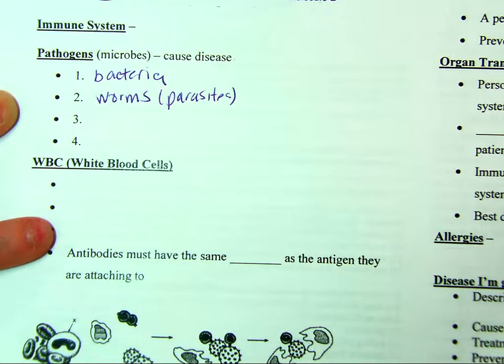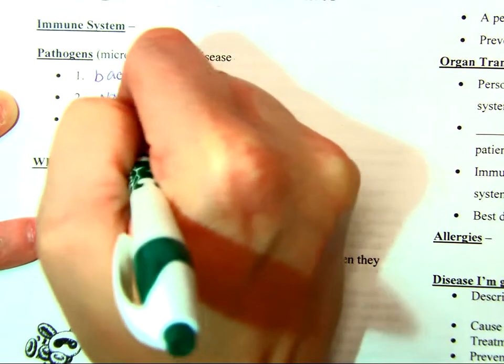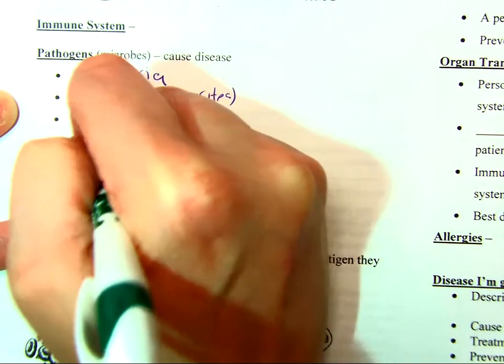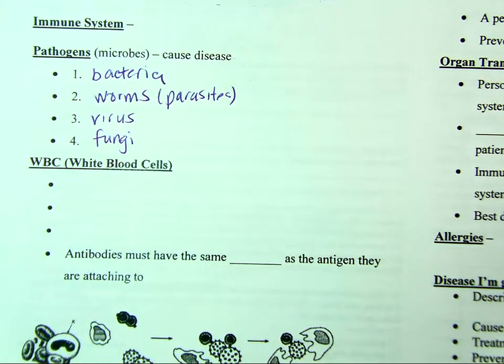Other things that can cause disease: viruses. And fungi? Fungi, that's a good one. Okay. The best known fungi that affect human beings are your athlete's foot or ringworm. Ringworm is technically not a worm, it's a fungus. Just an interesting fact.